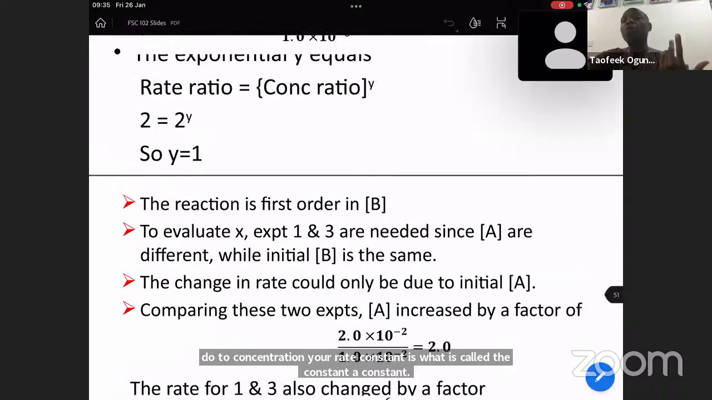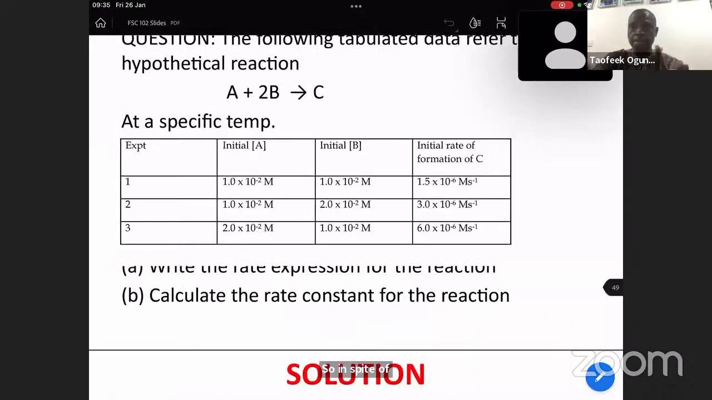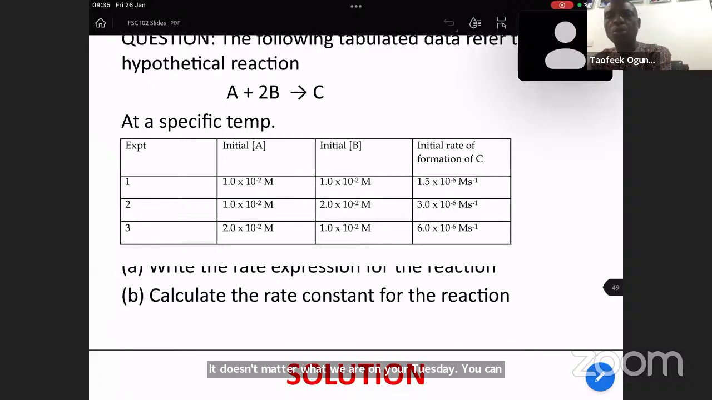So in spite of these varieties of concentrations that you see here, your rate constant for all of this must be the same. It doesn't matter what experiment you're choosing. You can choose experiment 1. The rate constant you are going to get should be the same as if you're using experiment 2. Should be the same if you're using experiment 3.